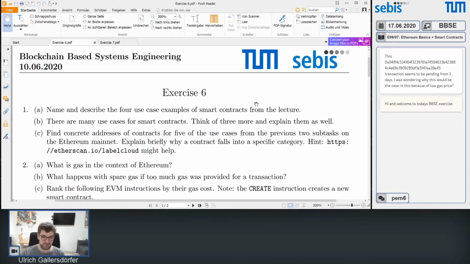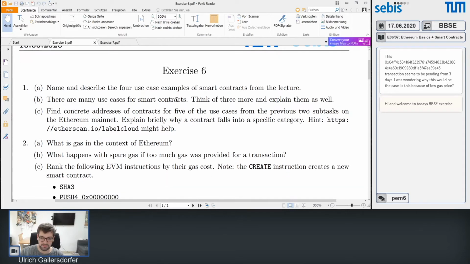We do not have some centralized parties we need to rely on. So that's really a core issue of this use case discussion here.